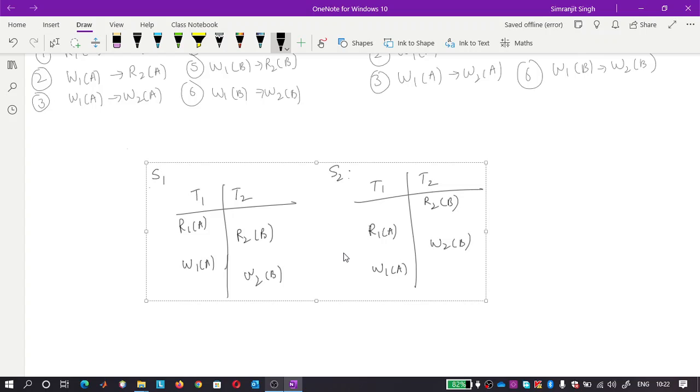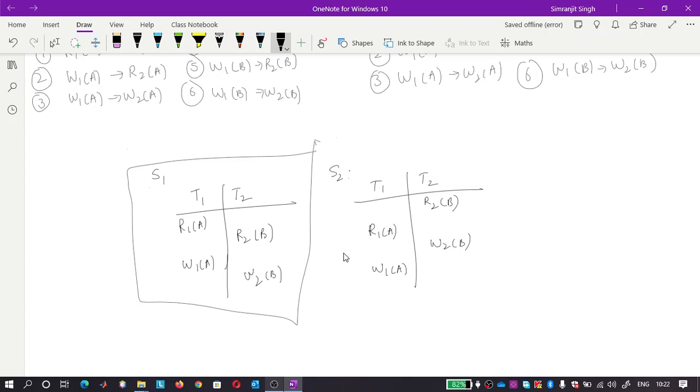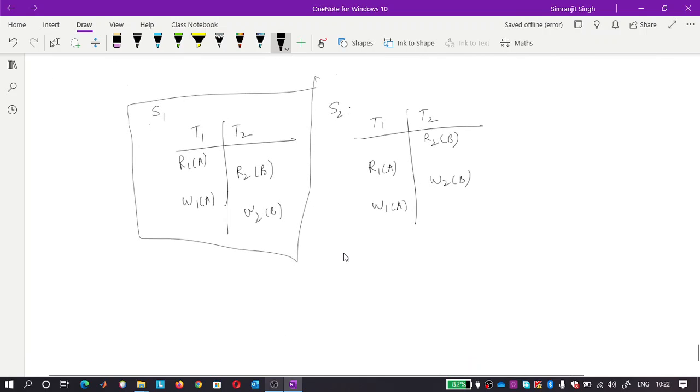Now I'm only taking this particular part. I'm taking schedule one. So taking schedule one, I want to say whether this schedule is conflict serializable or not. Okay, so the first way is to generate all the possible serial schedules, that is T1 followed by T2 or T2 followed by T1, and then you match the conflict equivalence.